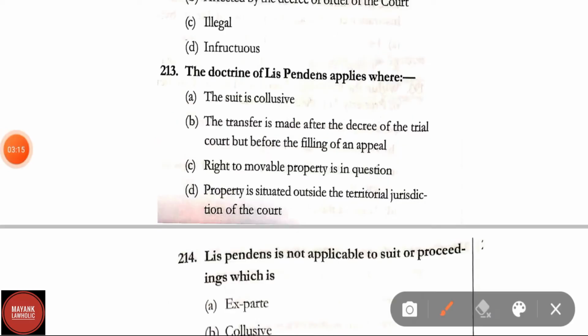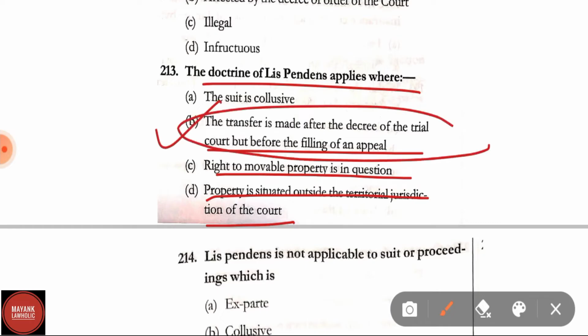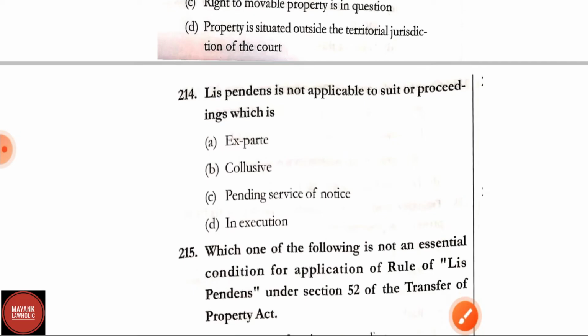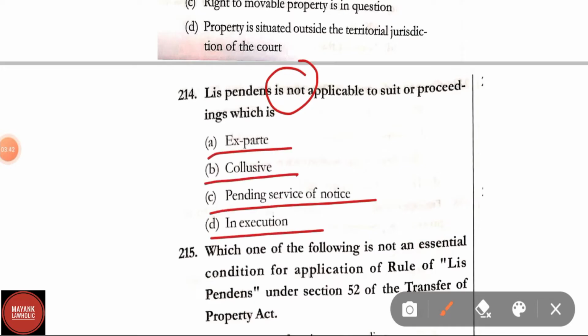Question number 213. The doctrine of lis pendens applies where the suit is collusive, the transfer is made after the decree of the trial court but before the filing of an appeal, right to movable property is in question, property is situated outside the territorial jurisdiction of the court. Correct answer is option B. The transfer is made after the decree of the trial court but before filing of an appeal. Question number 214. Lis pendens is not applicable to suit proceedings which is, options are ex parte, collusive, pending service of notice, in execution. Correct answer is option B, collusive.